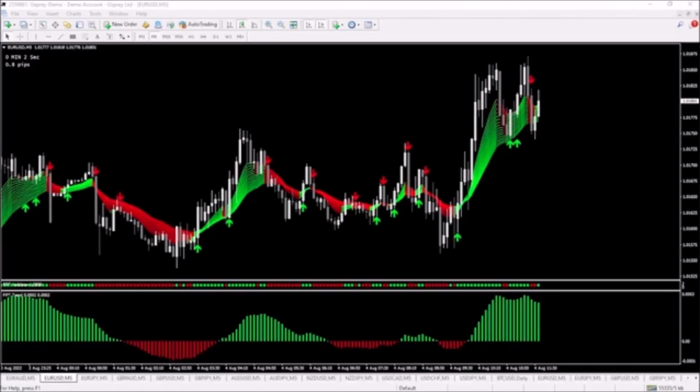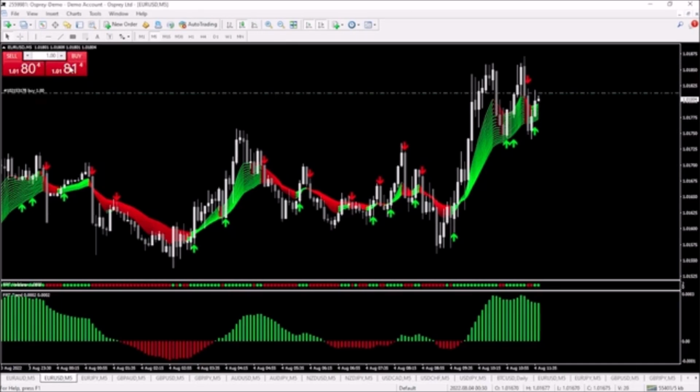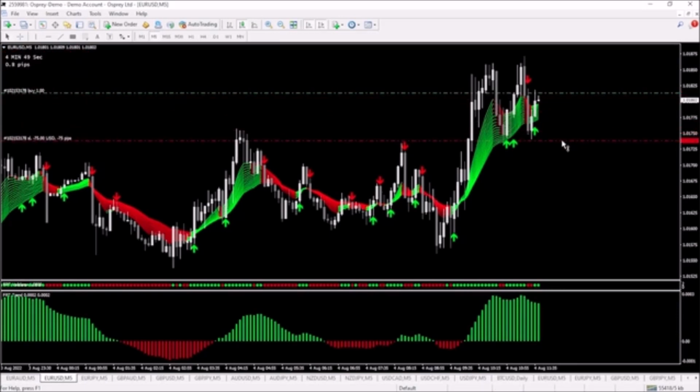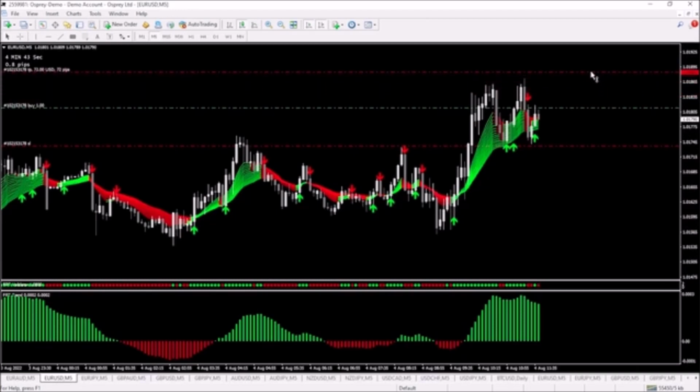In just a few seconds, I might get a buy trade. Oh, I did. I got the buy signal on the Euro USD. So I am going to place a buy order. I'm in the trade right now, and I'm going to place my stop loss just under this swing low. And my take profit is going to go to 1-to-1.